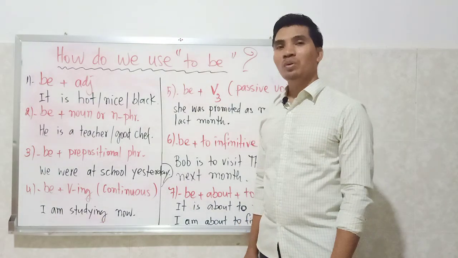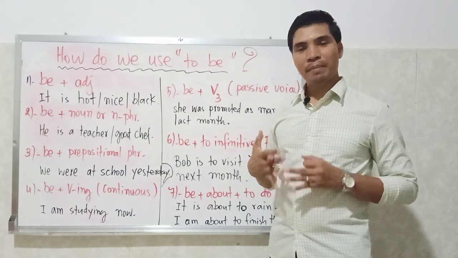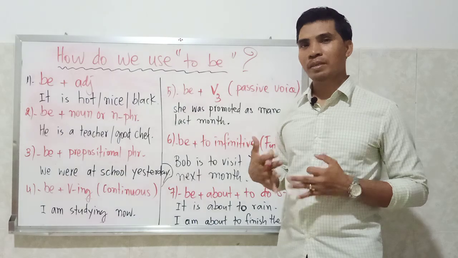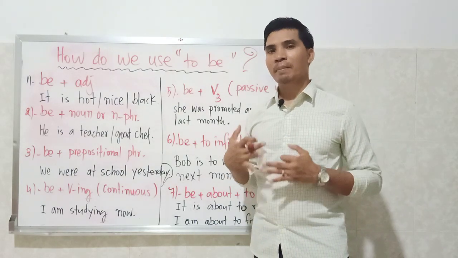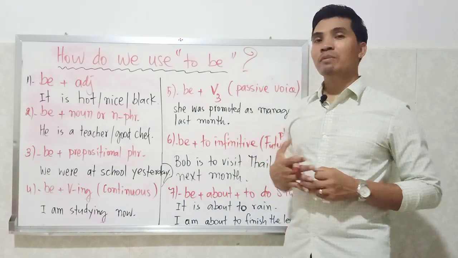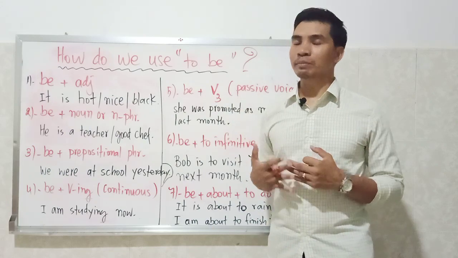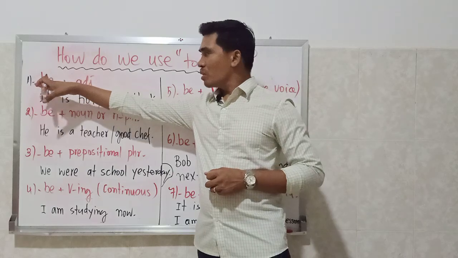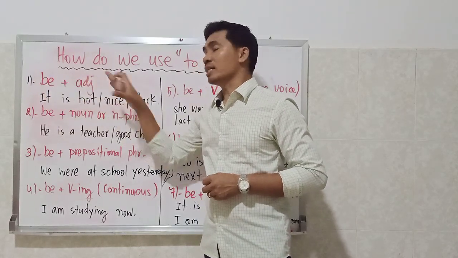Okay, so we know that verb to be we have am, is, are in present simple, was, were in past simple, and been in past participle. Okay, so today I am going to raise 7 rules of using verb to be. Okay, so first we go to the first rule, be plus adjective.